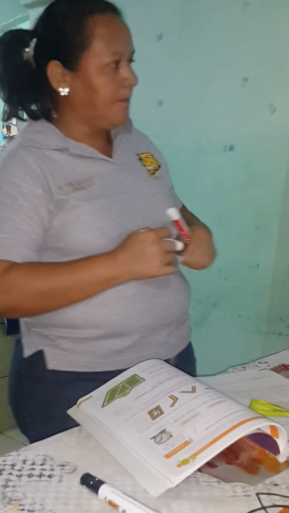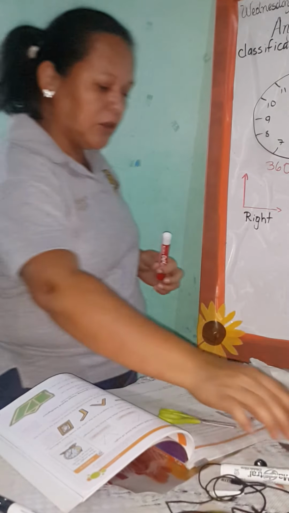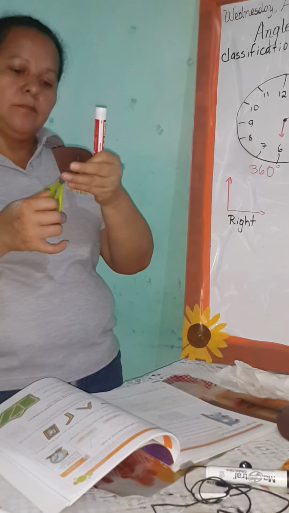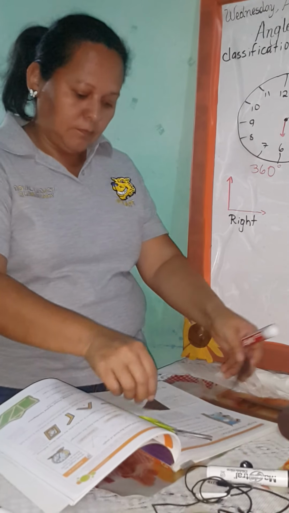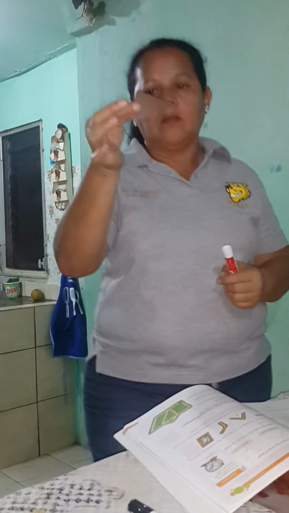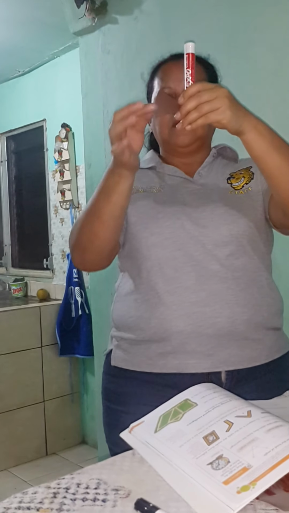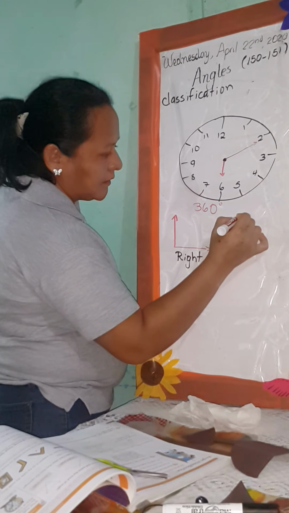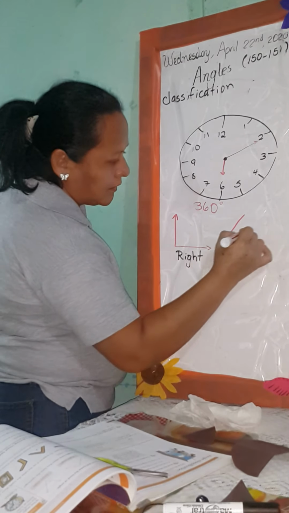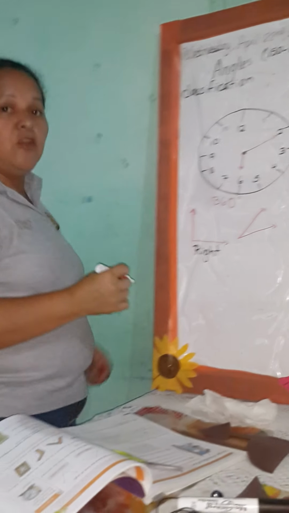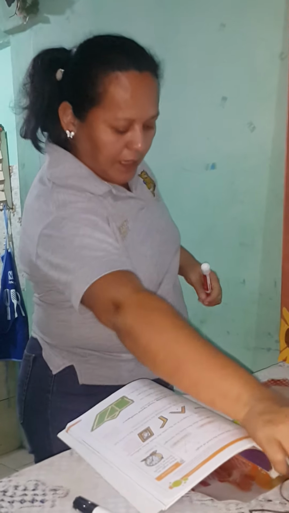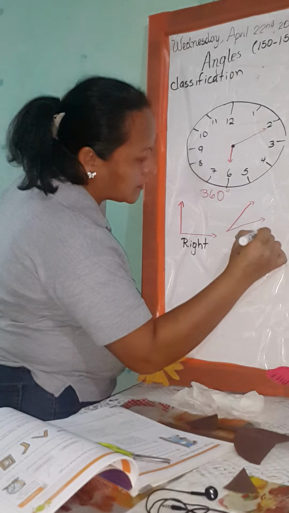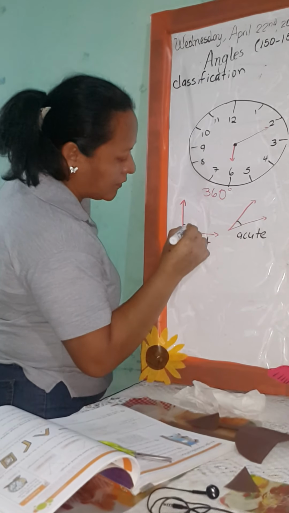Okay? But if I cut like this, not exactly like this, this is not a straight angle because it's not like this. This is different. So if I look at this, I have another kind of angle. The name of this angle is acute. Acute. Another kind of angle. Okay?